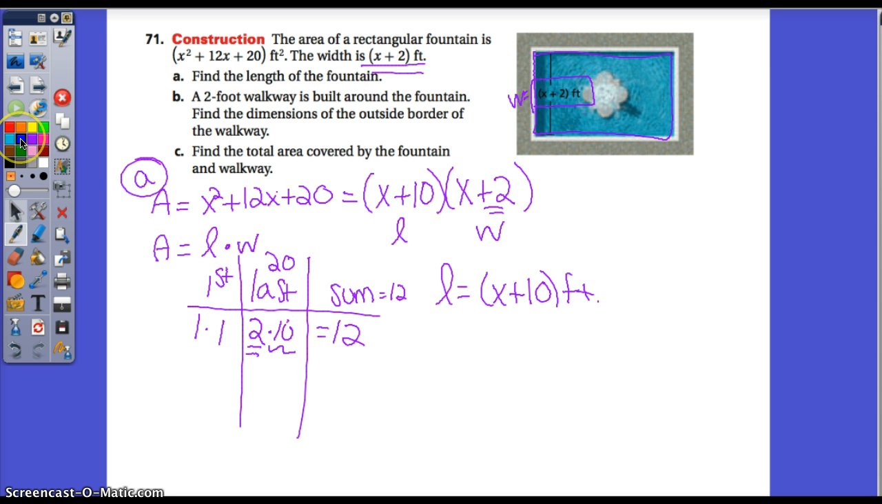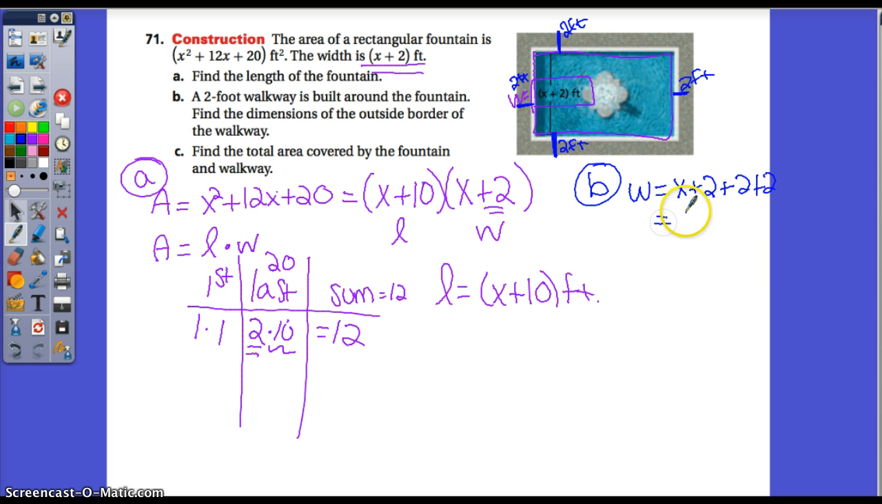Part B says, a 2-foot walkway is built around the fountain. Find the dimensions of the outside border of the walkway. So essentially we know here that this is 2 feet, and that this is 2 feet, and that this is 2 feet, and that this is 2 feet. So let's think about this. Our old width equaled x plus 2. But now we added on 2 feet down below, and then another 2 feet up above.